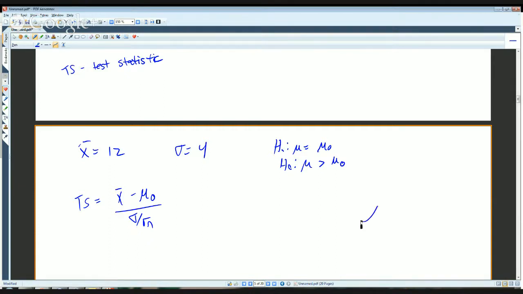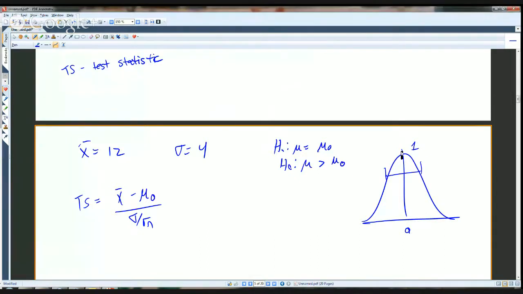So here's the distribution of our test statistic under the null hypothesis. It's standard normal. It has mean 0, has variance 1, so one standard deviation around the mean has about 68% of the density included in it. Two standard deviations has about 95%, and three standard deviations has about 99%.